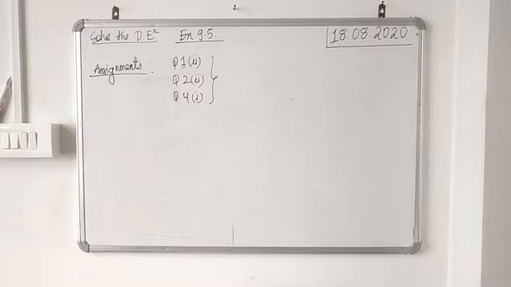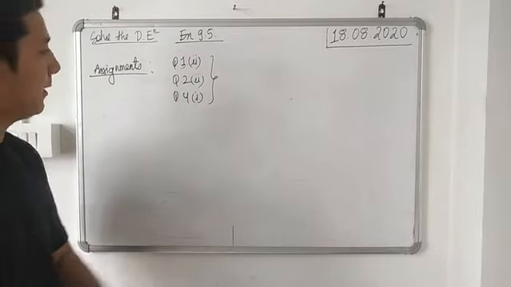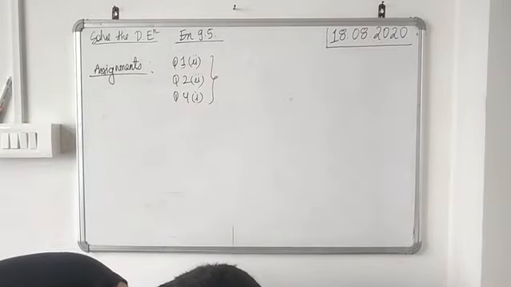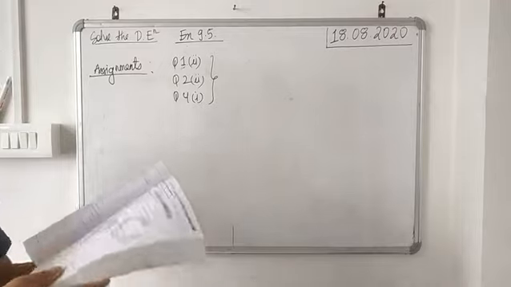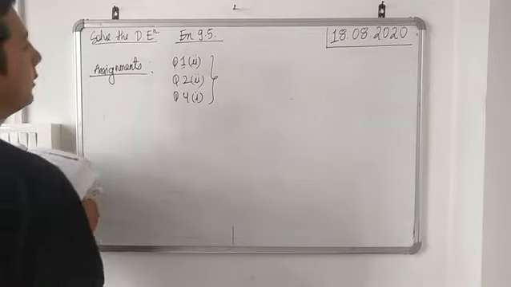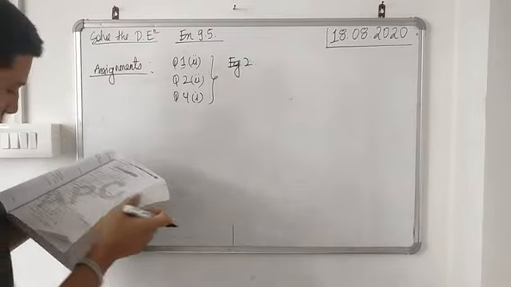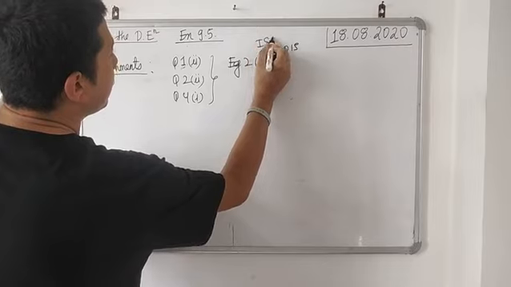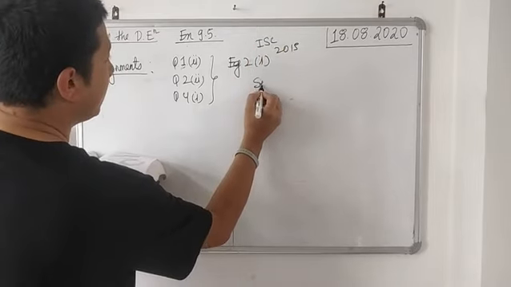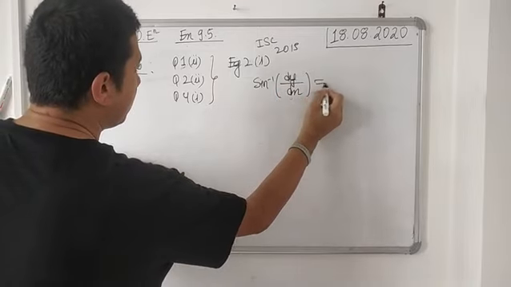Your assignments from this exercise, I'm giving you 3 assignments: question number 1, part 2, question number 2, part 2, and question number 4, part 1. And if there's any ISC sum so far, yes, there is one ISC sum. Please refer to example number 2, an important one, example number 2, part 1, which is ISC 2015. The question is sine inverse dy by dx equals x plus y.